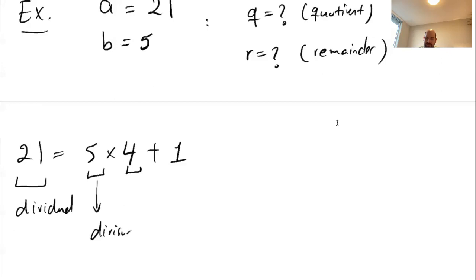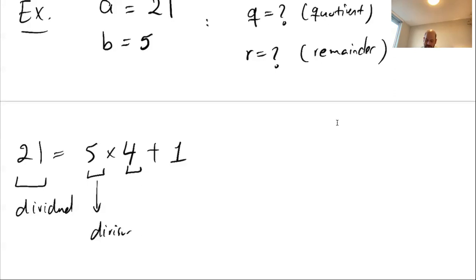So the uniqueness has been proved before. Look at the May 20 notes. Now it remains to show the existence of such Q and R with A equals BQ plus R and R bigger than or equal to 0, less than B.